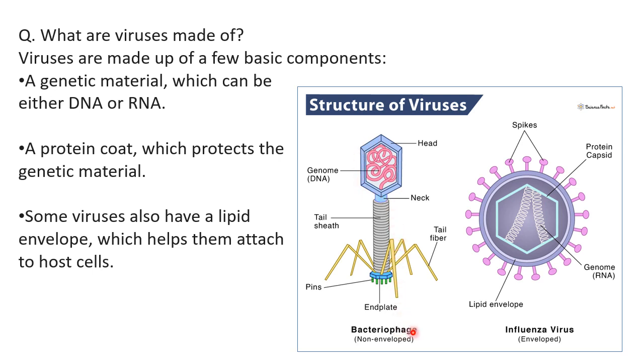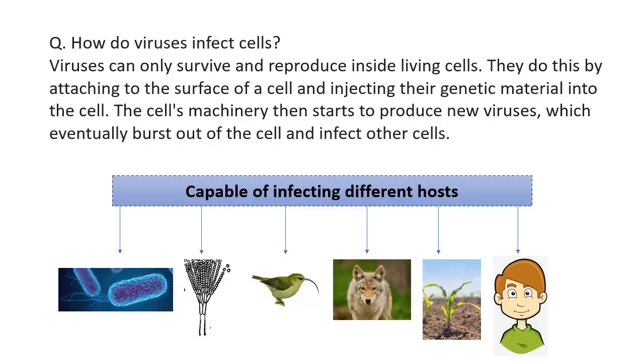So this is the bacteriophage virus, and this is the influenza virus. This one is non-enveloped, meaning there is no extra envelope to protect the genetic material. This one has the extra lipid envelope. Here also you can see the genome is present, then there is a protein capsid or protein coat which protects the genetic material, and over that there is a lipid envelope which helps them to attach to the host cell. So this is the structure of a virus.